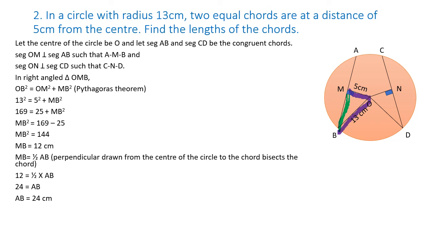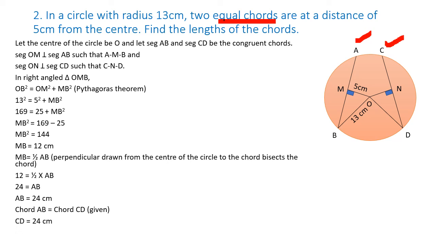But it has been given to us that the chords are congruent. These are two equal chords. So if AB is 24 centimeter, CD will also be 24 centimeter, since chord AB is congruent to chord CD, which is given. Therefore, CD is also equal to 24. So the length of the chords is 24 centimeter each.